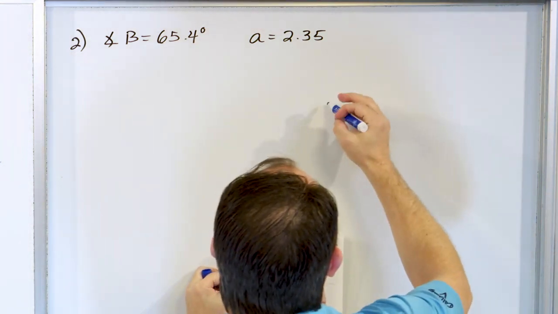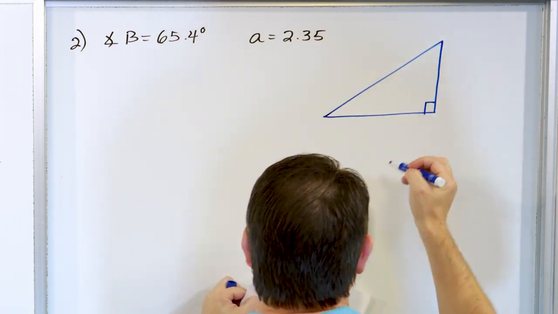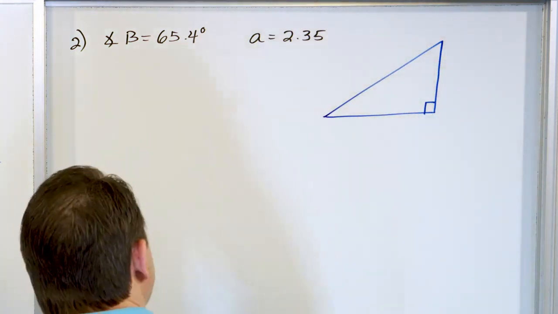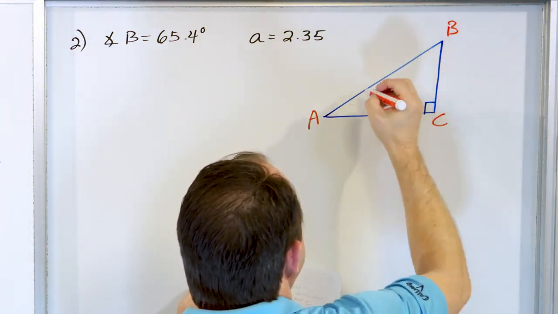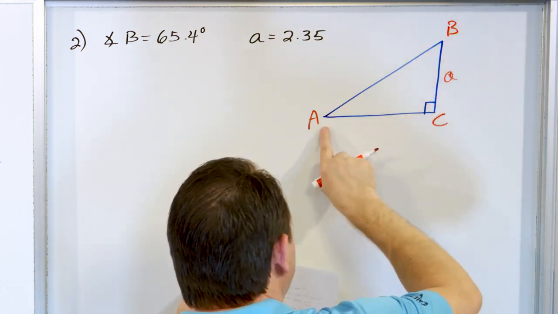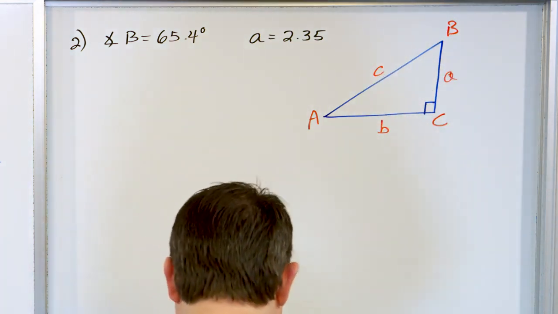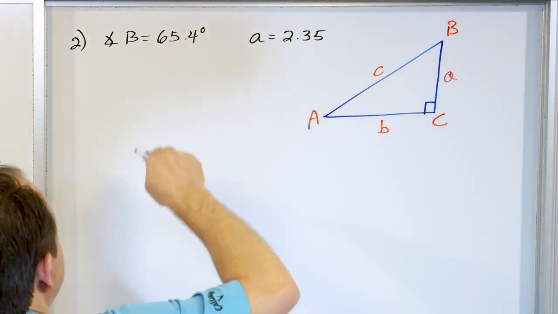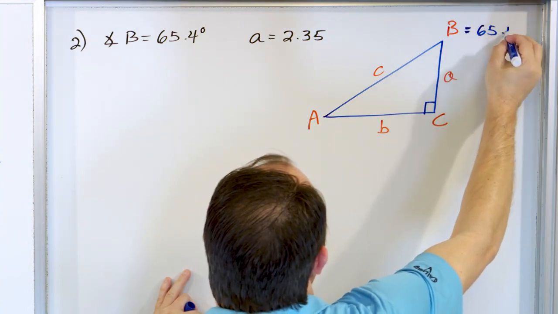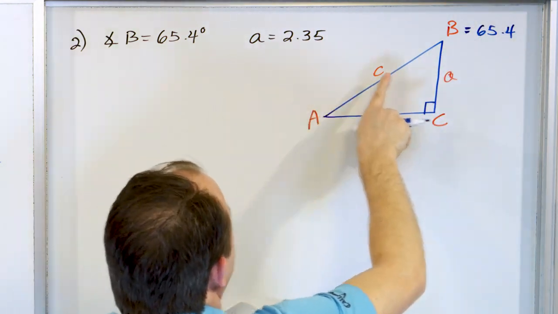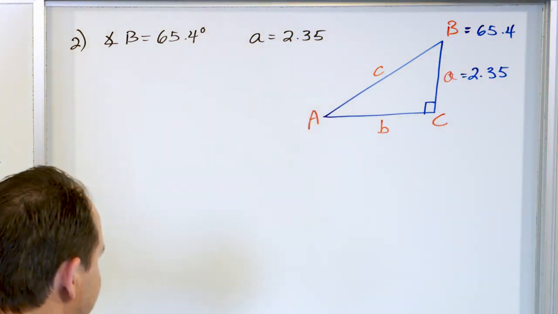So the first thing we do is what we always do: draw the triangle. Don't try to do this without drawing a triangle. You have a right angle right here, and always label everything. This is angle A, B, and C, then side A, side B, and side C like this. Now we're given in the problem statement that B is 65.4, so I can put that here, and side A, which is this, is 2.35. I recommend you just put that in the drawing.